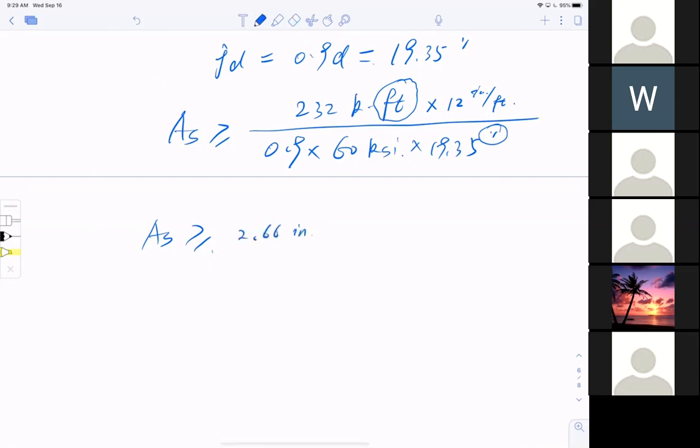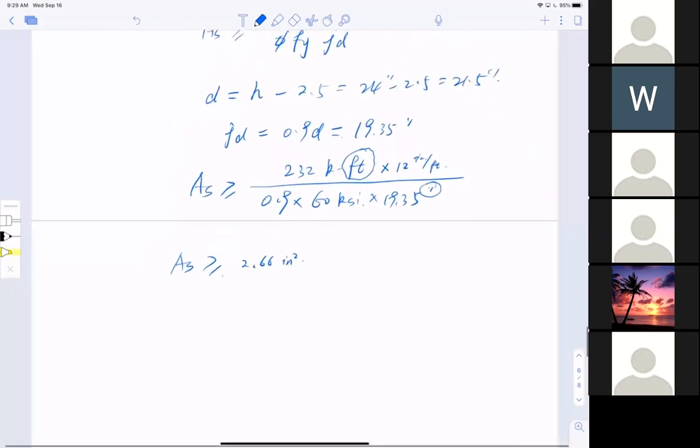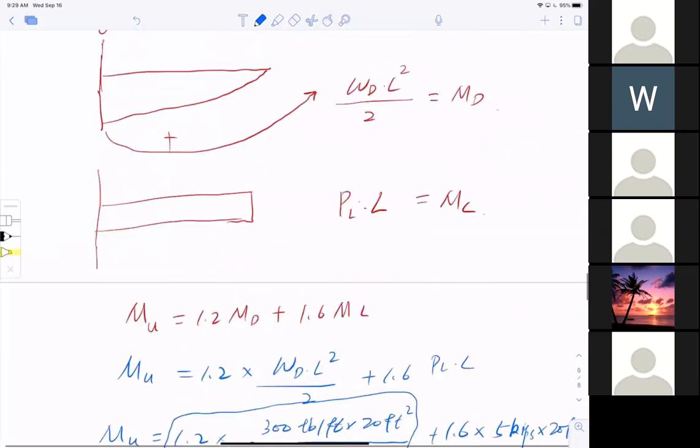2.66 inches square. Yeah, that sounds right. Okay, so that's the required steel. With this, what's the next step? I'm going to check my compressive zone, right? So go back here, take a look.